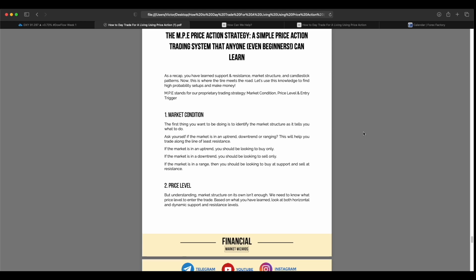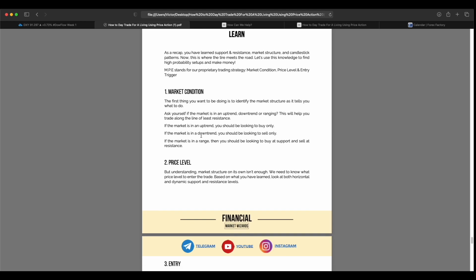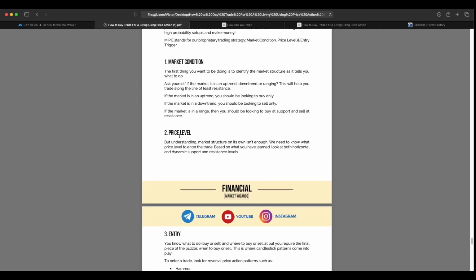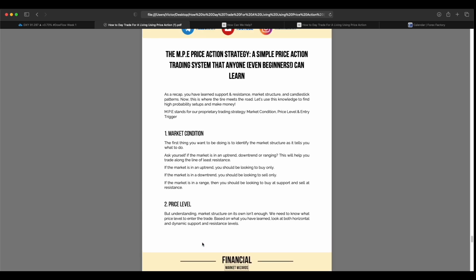So just a very quick refresher. If you're new, MPE stands for market condition, price level, and entry. Okay, so we will be using this. I will show you how to execute this using the charts in a moment's time.